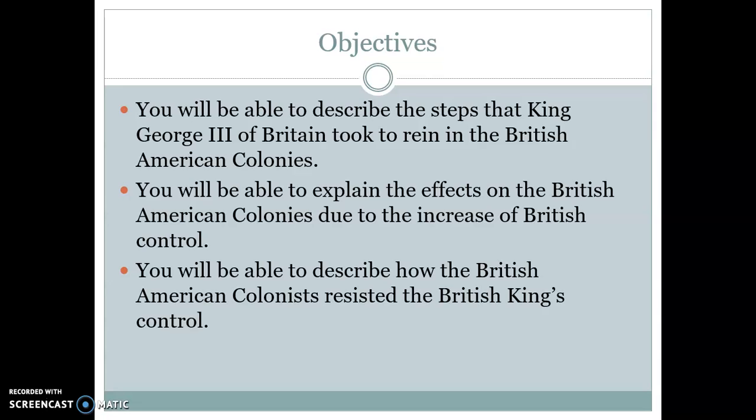So, first of all, we're going to start with our objectives. You'll be able to describe the steps that the King of Britain, George III, took to reign in the British American colonies. You'll be able to describe how the British American colonists resisted the British King's control. And you'll be able to explain the effects on the British American colonies due to the increase of British control.